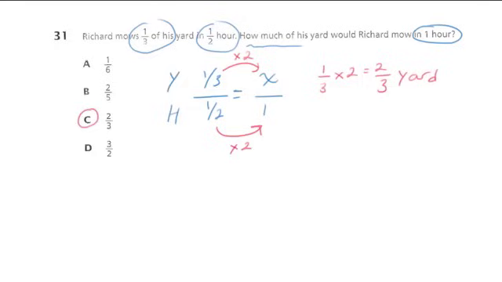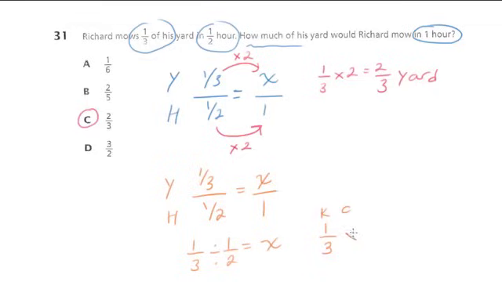Now the other method to do this is, once we have 1/3 compared with 1/2, so this is the yard to the hours, and remember we had equals x over 1, well, x over 1 is really just x, and so to find out x, what we can just do is 1/3 divided by 1/2. And in this case, let's not forget that when we are dividing fractions, you keep the first fraction, you change the sign, so the division sign turns into multiplication, and you flip the second fraction, you find the reciprocal, which is 2/1. And in this case it comes out the same thing, 2/3. 1 times 2 is 2, 3 times 1 is 3. Okay, so that was number 31.